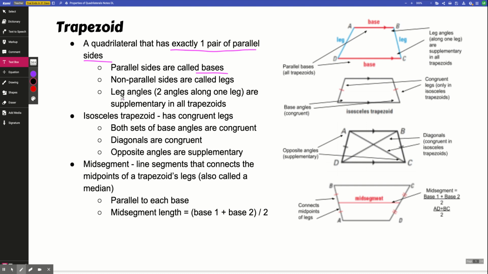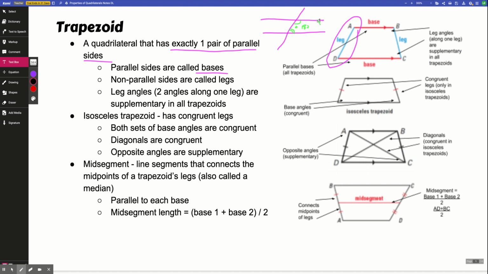One of the key properties of trapezoids is that the leg angles, okay, meaning the 2 angles that are attached to the same leg, are supplementary, okay? If you remember when we did angle relationships with parallel lines, we had these same side interior angles right here, that those always would add up to equal 180. Okay, they were supplementary, right?